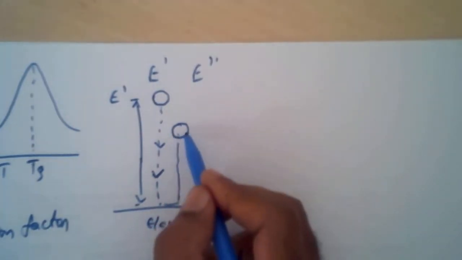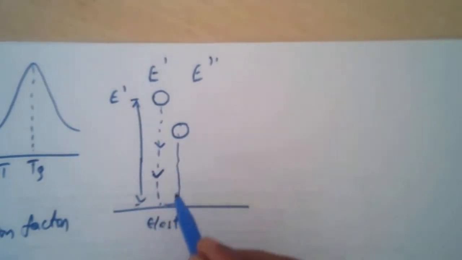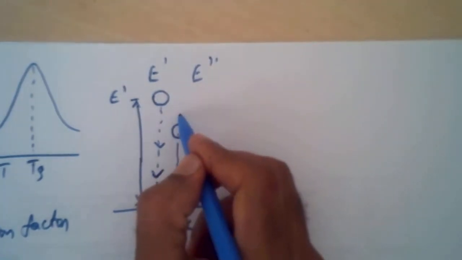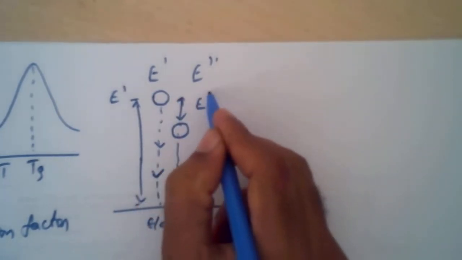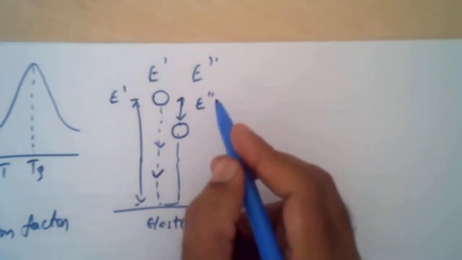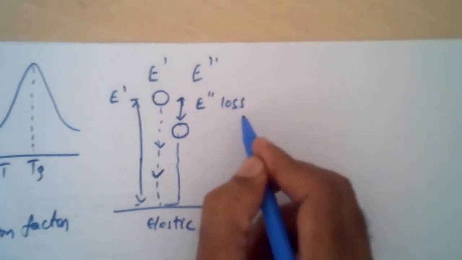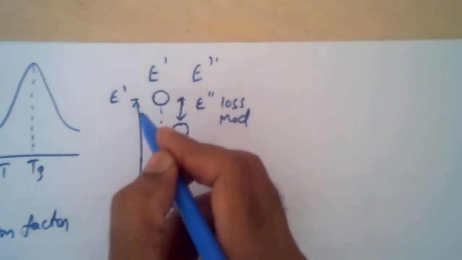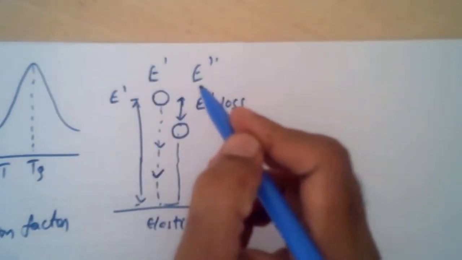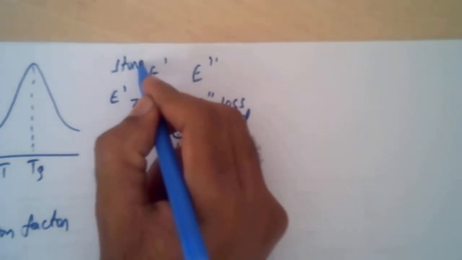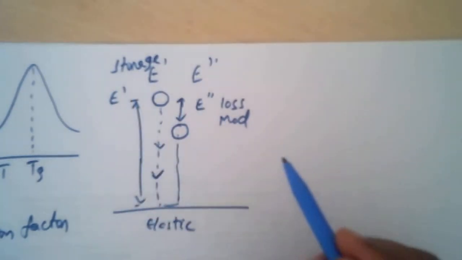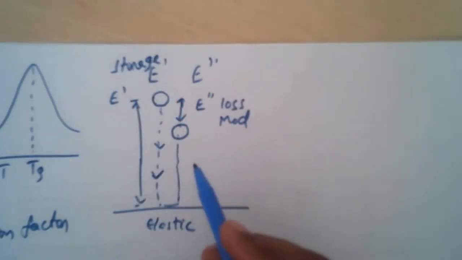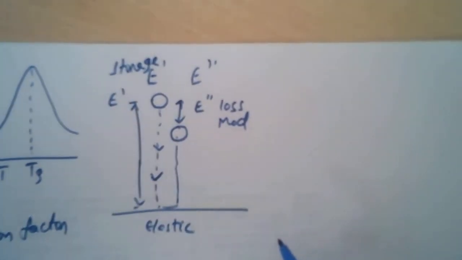And now it has bounced to this once you strike the elastic surface. Now the difference between these two, we call it E double prime. So this is a loss modulus and this is elastic storage modulus. Okay, so this is storage modulus, this is loss modulus. This is in simple terms.